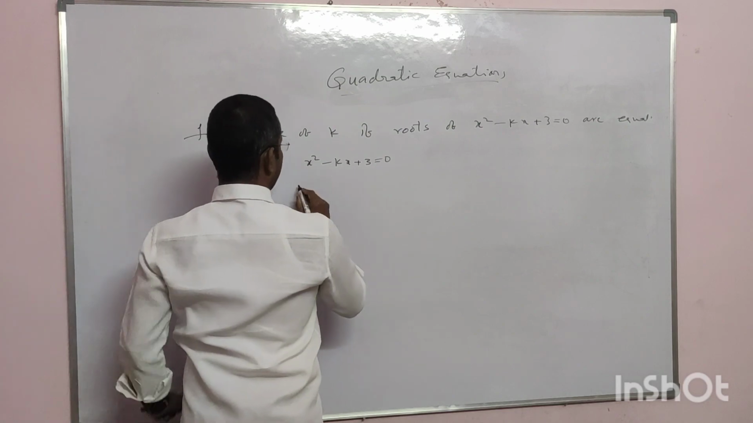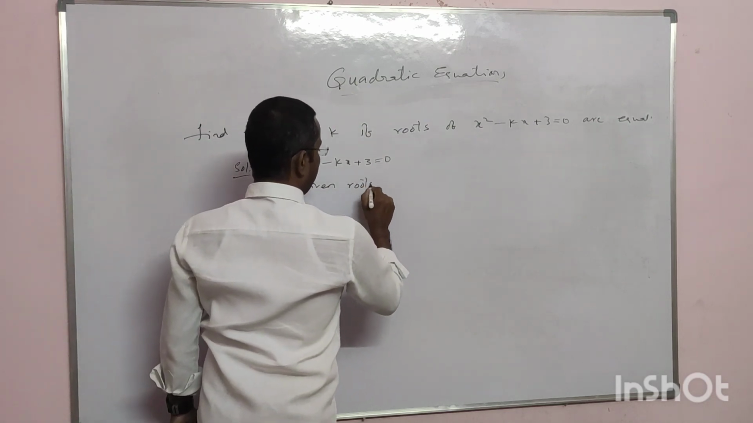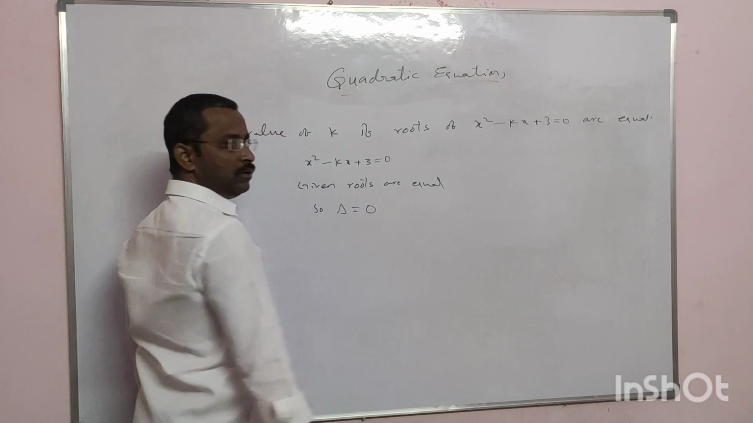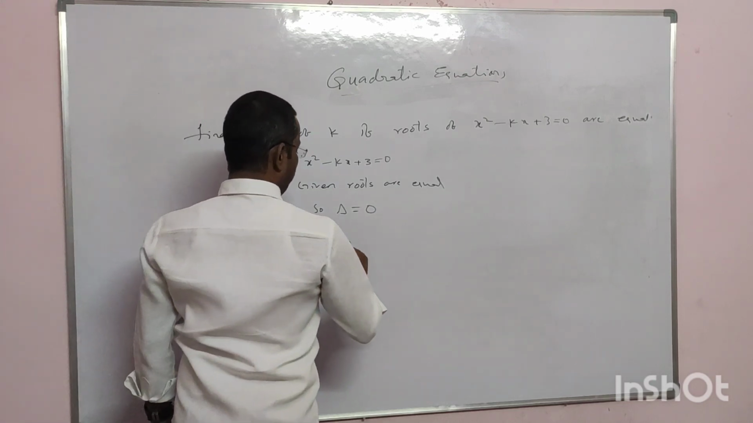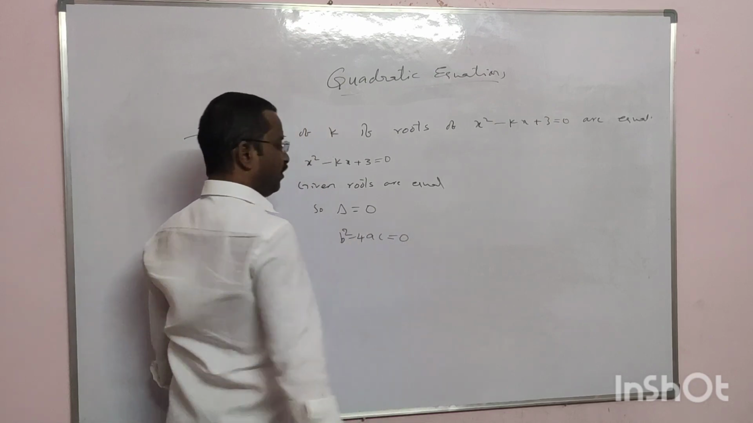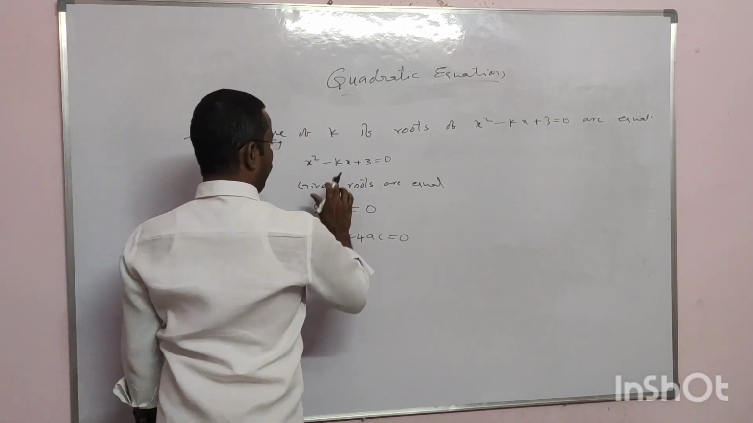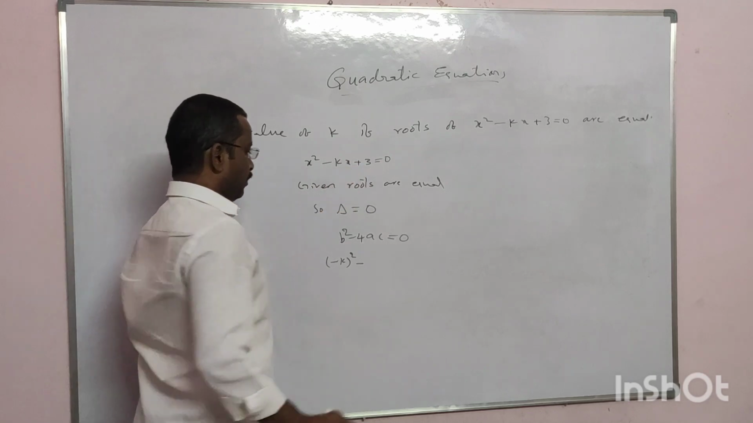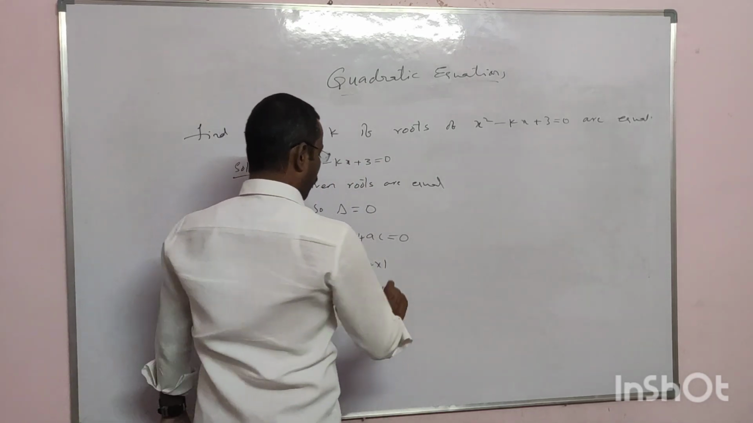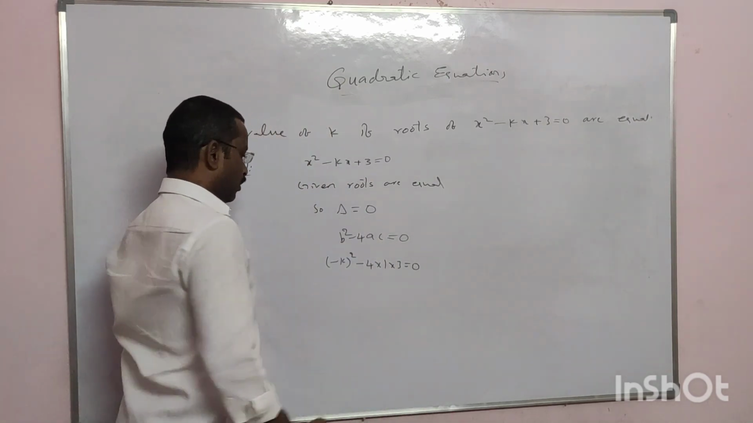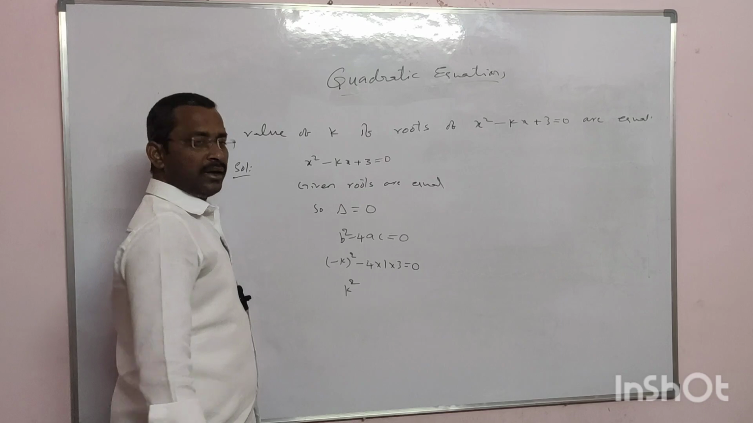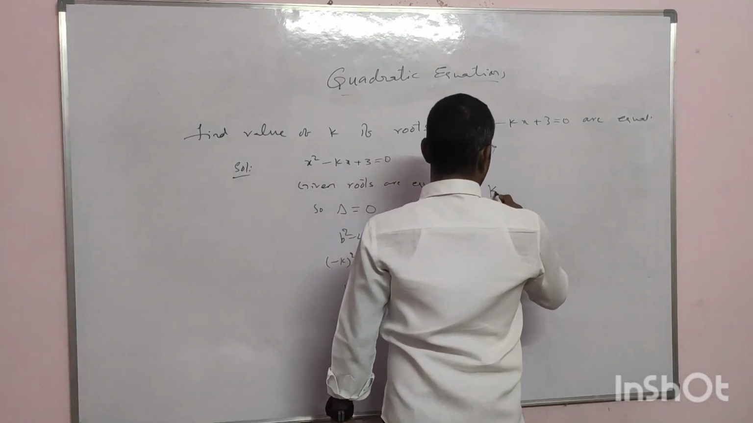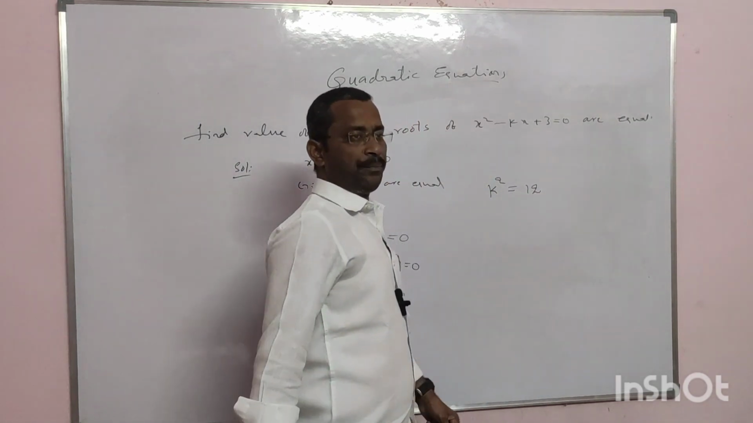Given roots are equal. So delta is equal to 0. You should also know how to write the steps. Delta means what? b squared minus 4ac is equal to 0. b squared, what is your b? Minus k whole squared. b means minus k. a, b, c: minus 4, what is your a? 1. What is your c? 3, is equal to 0. Minus k whole squared becomes what? k squared. 4 3s are 12. k squared minus 12 is equal to 0. k squared is equal to what? 12.